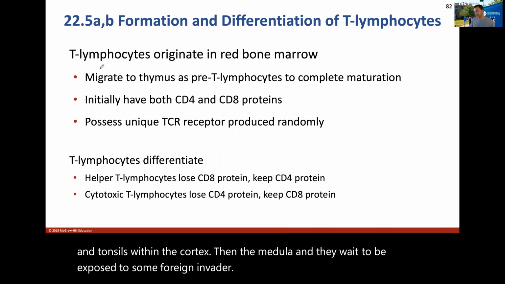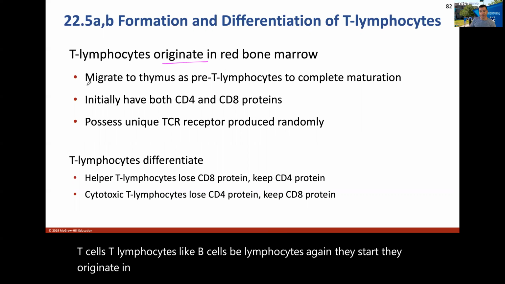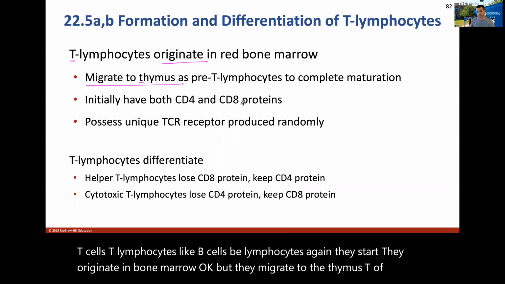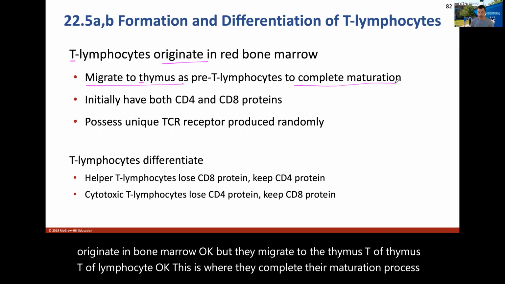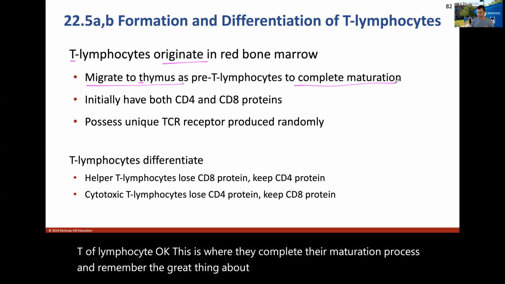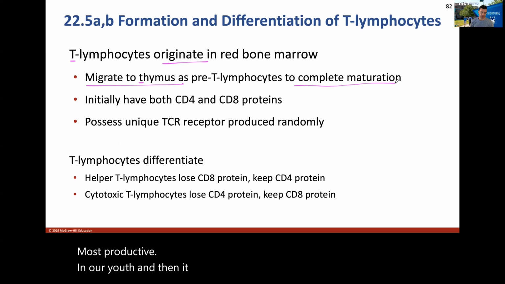T cells, T lymphocytes, like B cells, B lymphocytes, originate in bone marrow, okay? But they migrate to the thymus, T of thymus, T of lymphocyte. This is where they complete their maturation process. And remember, the great thing about the thymus is it's super active. It's most productive in our youth, and then it just gradually atrophies over the rest of our days.